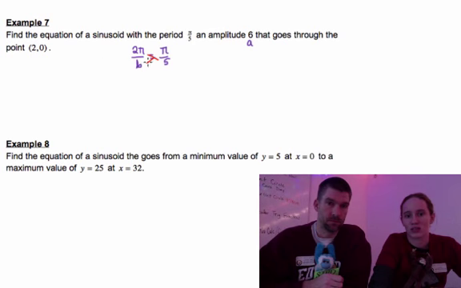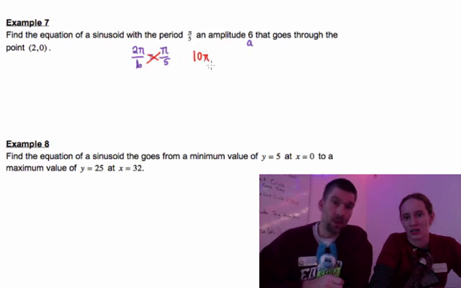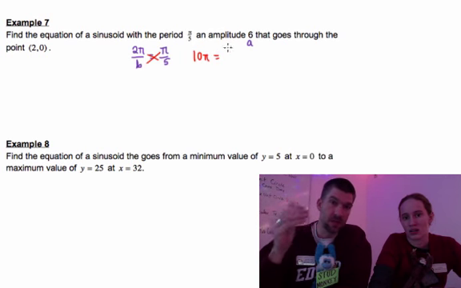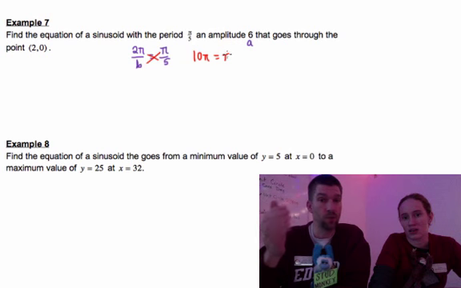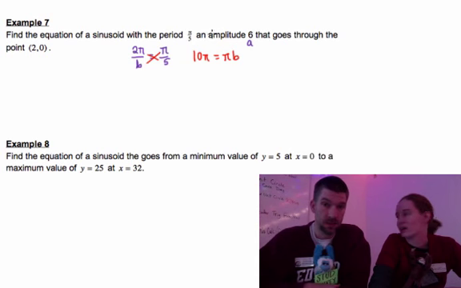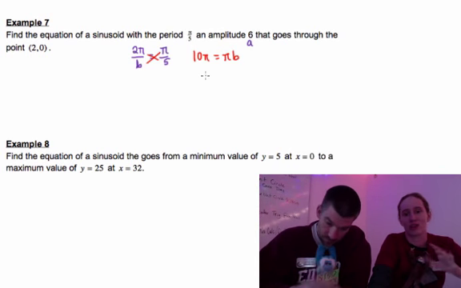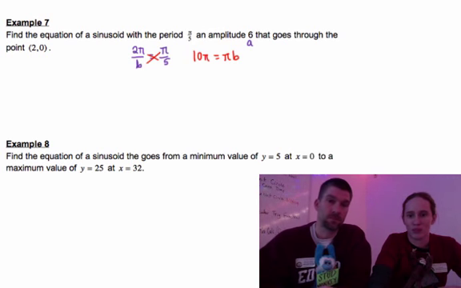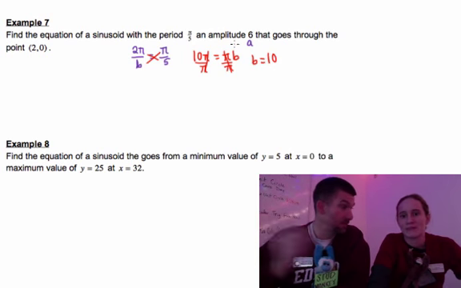Do a little cross multiplication. 2 pi times 5 is 10 pi. By the way, we can do cross multiplication because there's an equal sign in the way, not because that's the rule of multiplying fractions. We're trying to solve for something, and we've got a fraction on both sides. So to get B by itself, let's divide by pi on both sides. B is 10. Okay, so that's another part. We've got A and B.